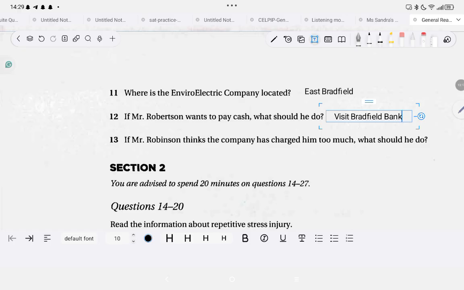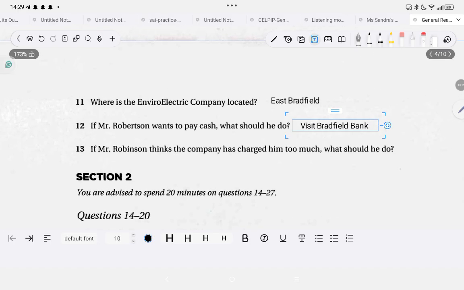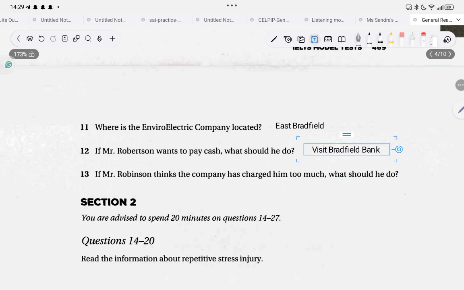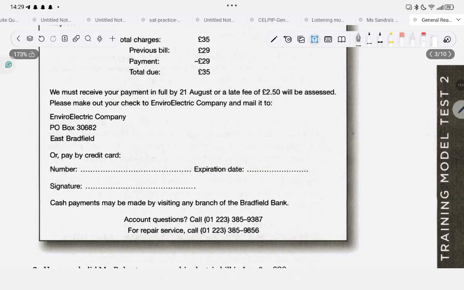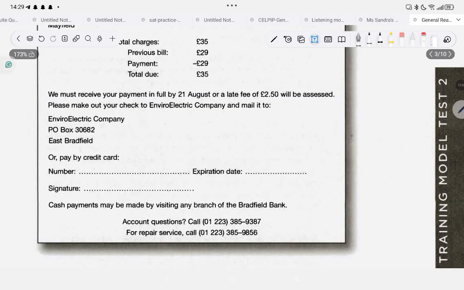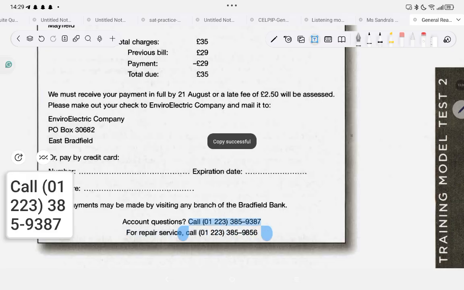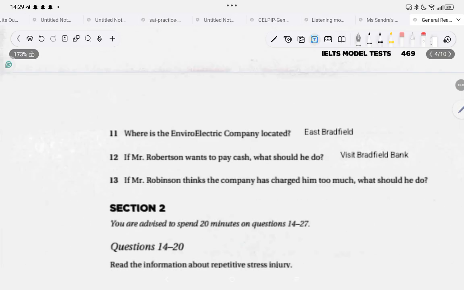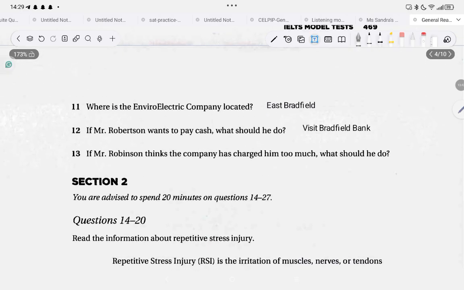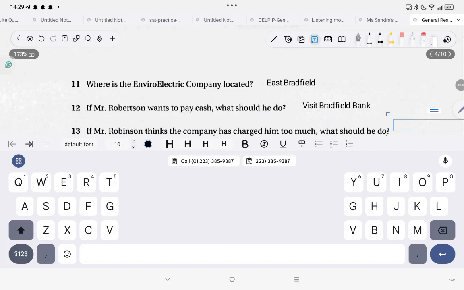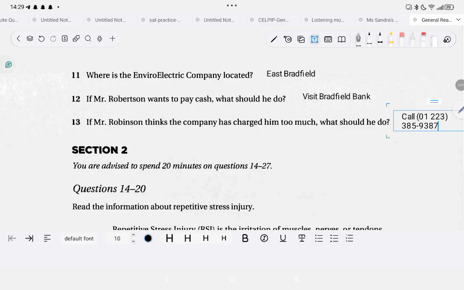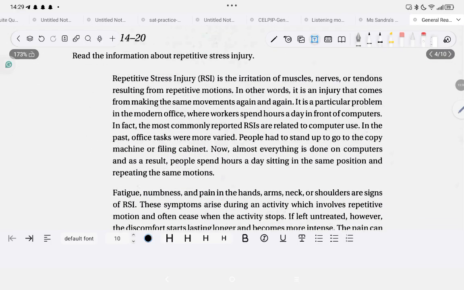Number 13. If Mr. Robinson thinks the company has charged him too much, what should he do? So he says, account questions, call this number. So call 0123. So I'm just going to put that down. That's the exact thing because there's no more than three words in the number. So we have one word and a number. What should they do? Call this number. That's all.